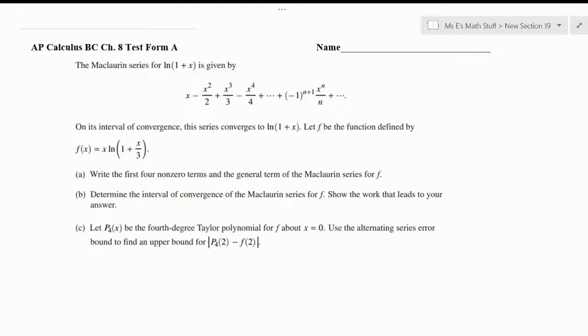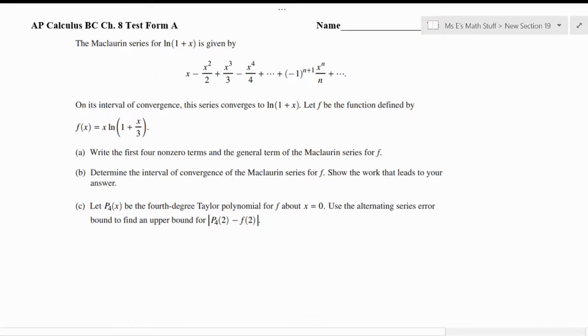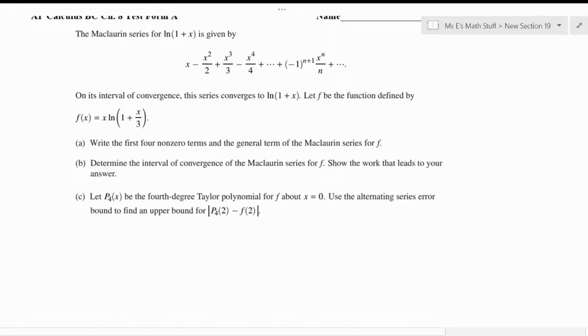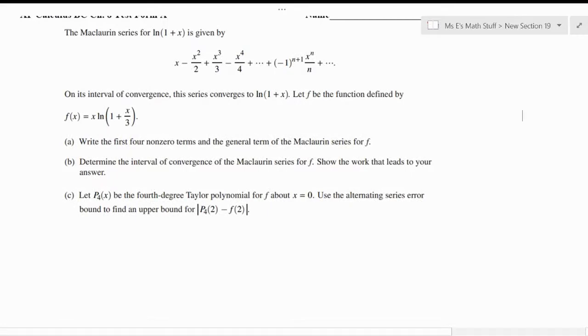All right, let's take a look at Form A here. It says the Maclaurin series for the natural log of the quantity 1 plus x is given by the following. On its interval of convergence, the series converges to the natural log of 1 plus x. Let f be the function defined by f of x equaling x times the natural log of the quantity 1 plus x over 3. For part A, it asks us to write the first four non-zero terms and the general term of the Maclaurin series for f.